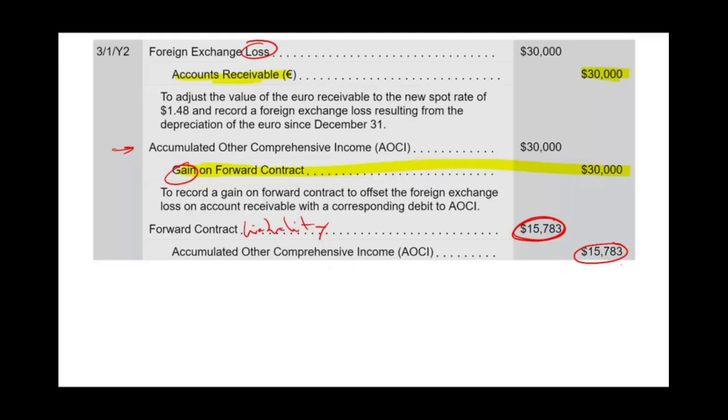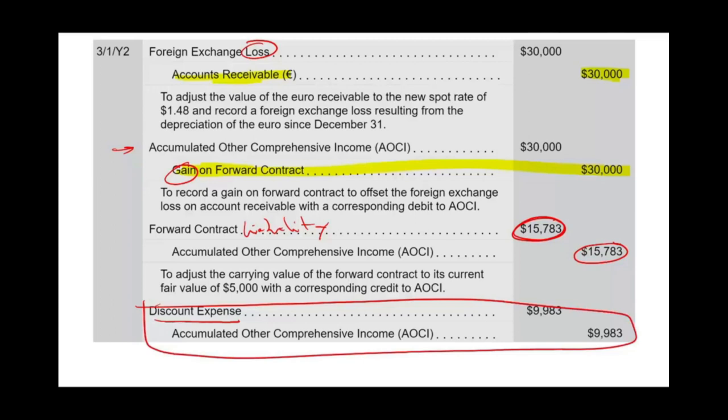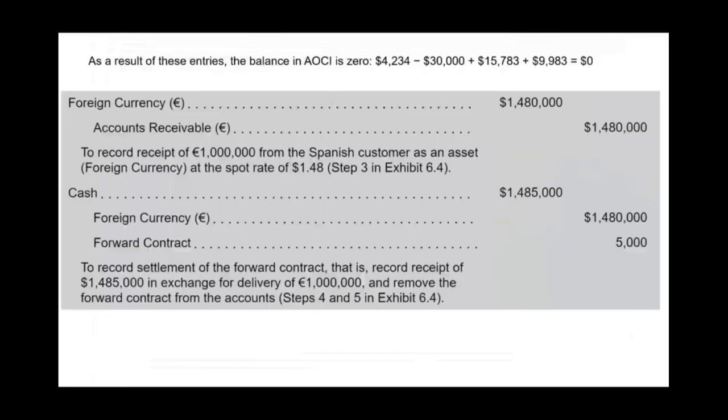Now you're going to see what's going to happen to OCI. Hopefully you are keeping track of your OCI. Then what we have to do is amortize the remaining discount. Remember, this is part of the 15,000. We debit discount, credit OCI. So let me show you what happened to OCI.